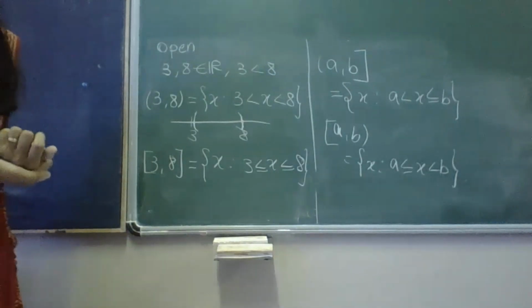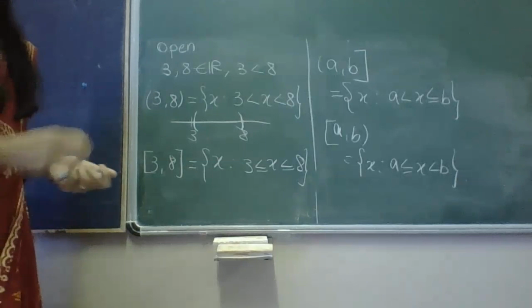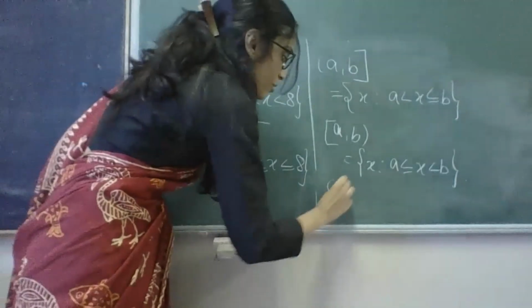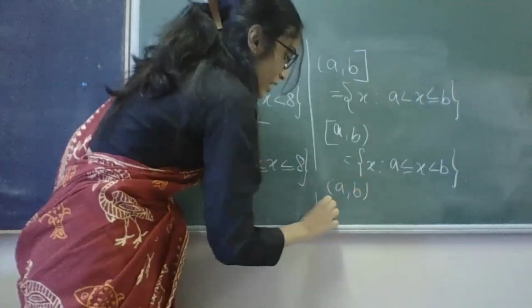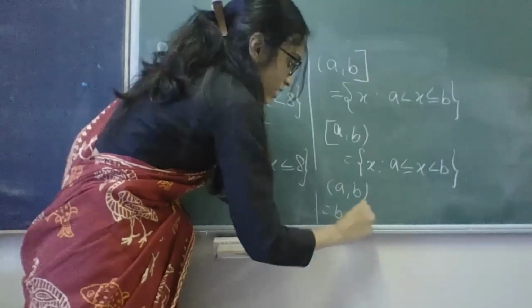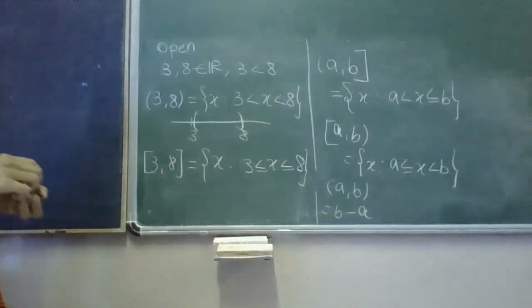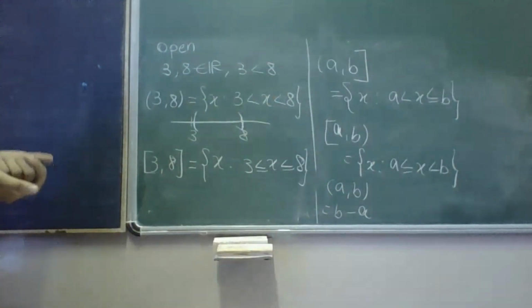And the length of any interval a, comma b can be given by b minus a. This is called the length of the interval.